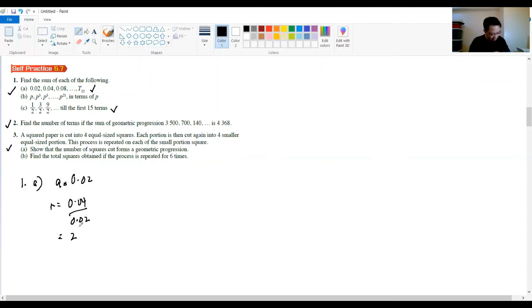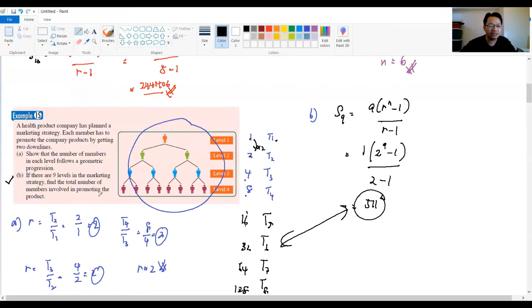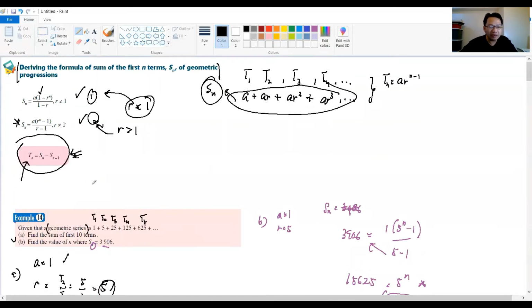Please double check the answer. If I make a mistake, please remind me on the live chat. So R is 2. Now what we want here is T12. We want to find the sum until T12, so that means S12. According to the formula, since our R is more than 1, we are using the second formula.